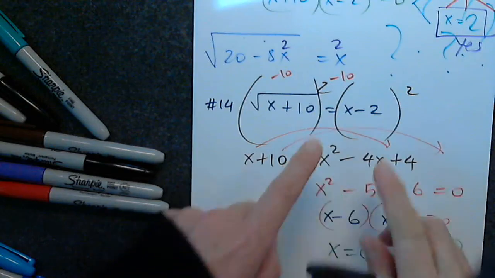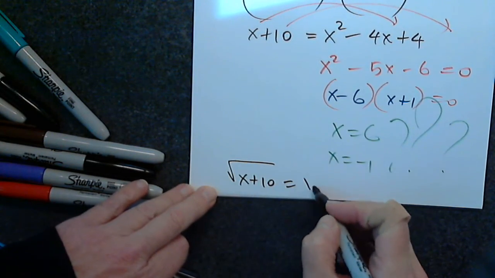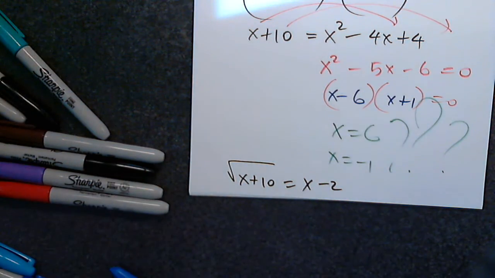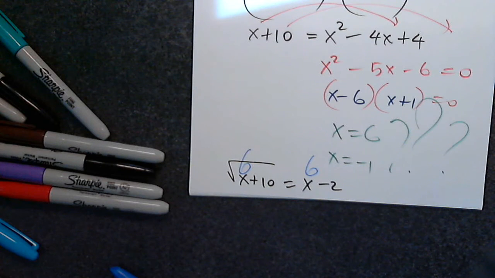So do not plug in this. This is not the original problem. The original problem is here. I'm checking 6. The left-hand side is 4. The right-hand side is? Will you accept 6? Acceptable.